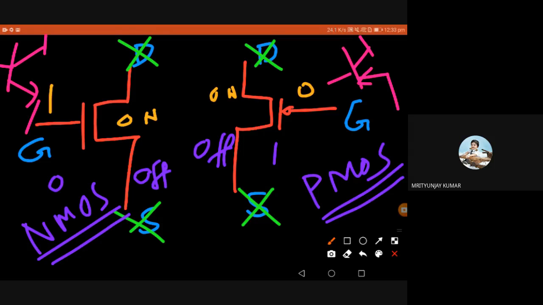Now we'll design and analyze some circuits using this transistor so that you'll get a feel. This is the most simple application of a transistor. I'll again repeat, we are discussing the transistor as a switch, because a switch has only two operations. Either it can be on, or it can be off.